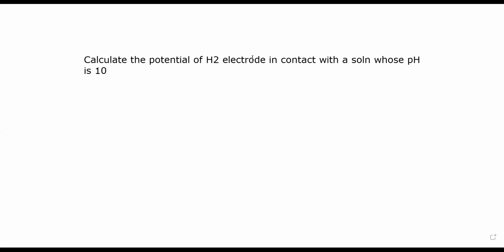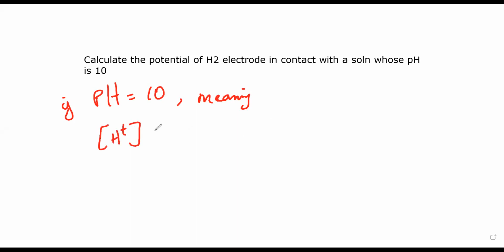Fine. So the main thing in this question here is the pH of the solution. Correct? If pH value is given as 10, what is the meaning of this? The meaning of this is H plus ion concentration is equal to 10 power minus 10 M. Now coming back to our main thing, the Nernst equation. What is our Nernst equation?